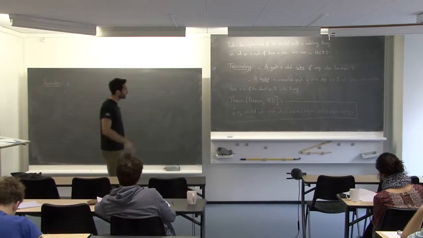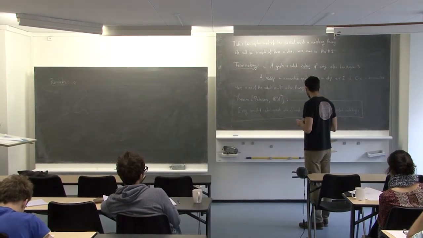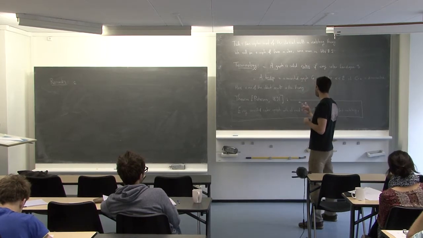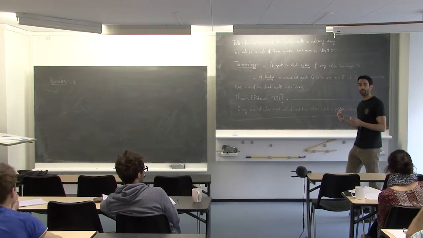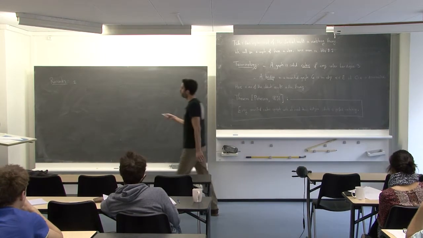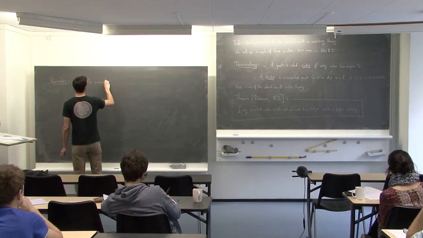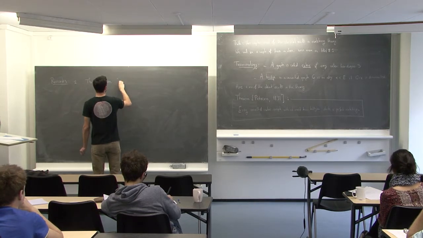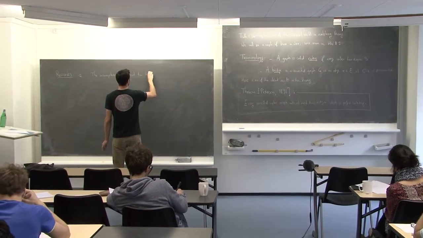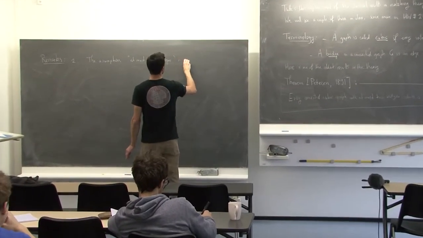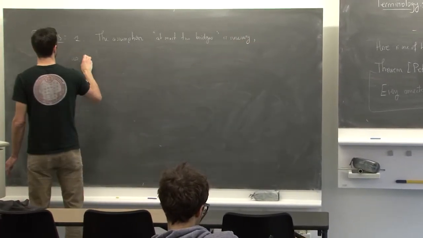So the first remark is, can we find an example of a cubic graph that has, let's say, 3 bridges and does not admit any perfect matching? Yes, this is possible. So the assumption at most 2 bridges is necessary, as shown by the following example.